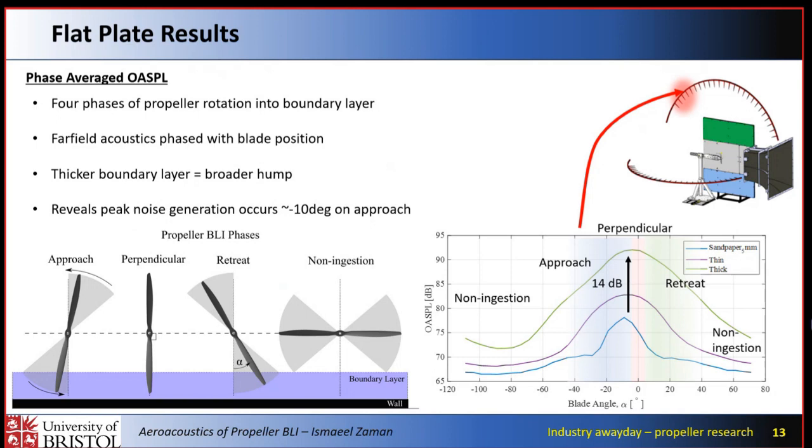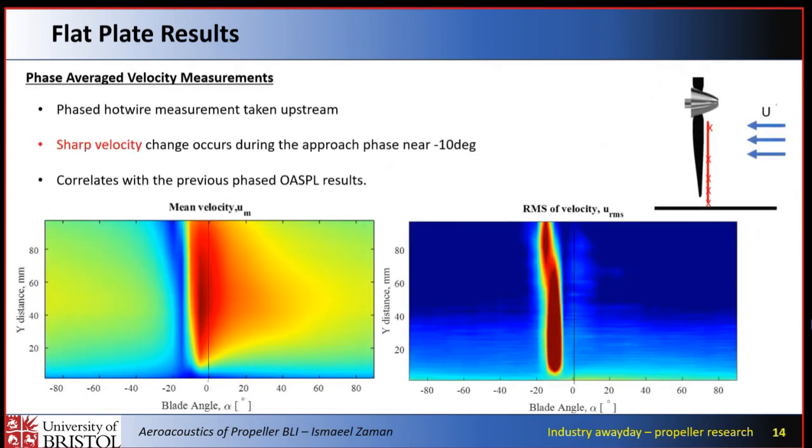If you see the plots on the right, you can imagine from left to right we go from non-ingestion to the approach, to the perpendicular, to the retreat. What we can clearly see is that the peak noise generation happens at about -10 degrees. So during this approach phase, just before the perpendicular phase, we have an increase between the thicknesses of about 14 decibels.